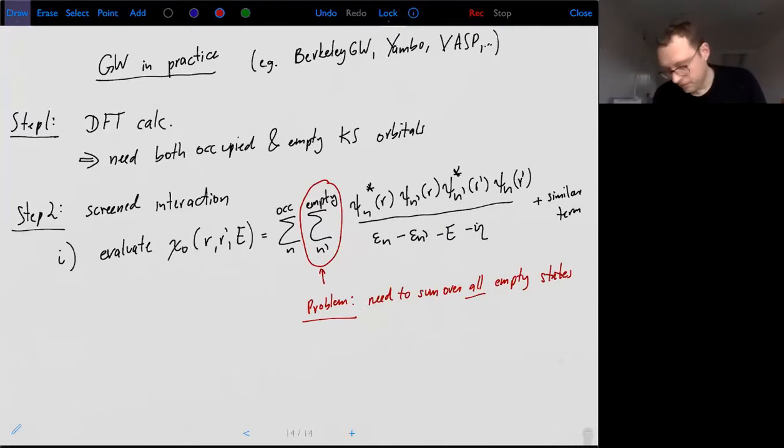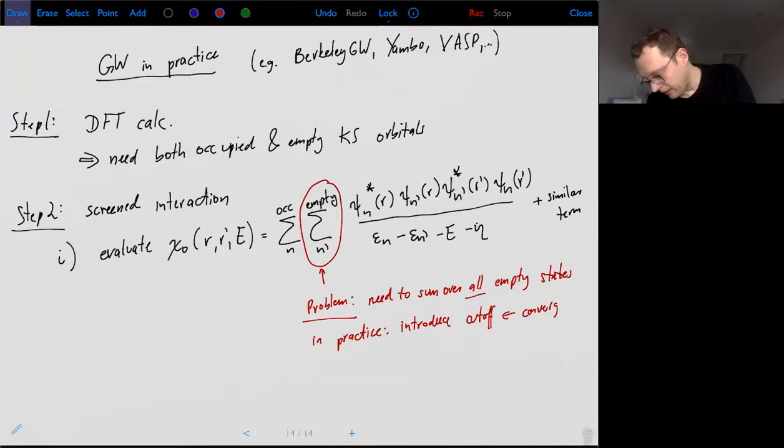And you know, in practice, of course, you introduce a cutoff after which you stop summing, and then basically this empty state cutoff is a convergence parameter in your calculation, and actually it's a very important one. So you can get a wide range of results if you don't properly converge these empty state summations.